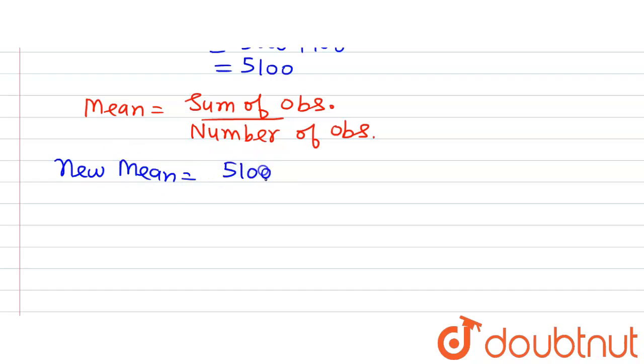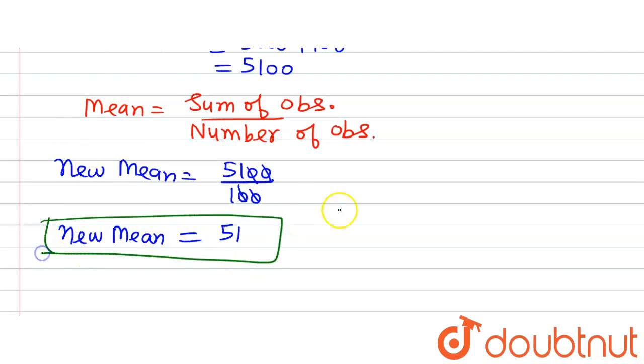The new sum is 5100. The number of observations is the same because one term has been replaced by another. So the total number of terms will remain the same, that is 100. On dividing this by this, we will get 51. So the new mean is equal to 51. And this is our answer.